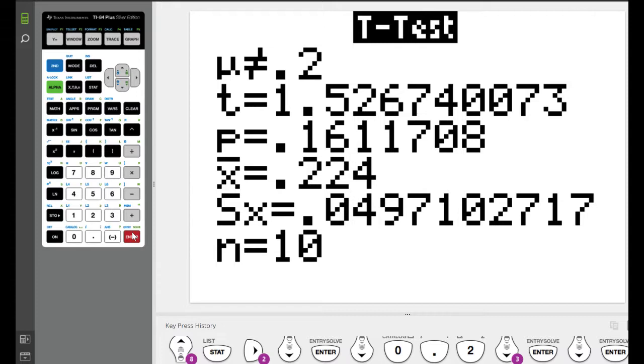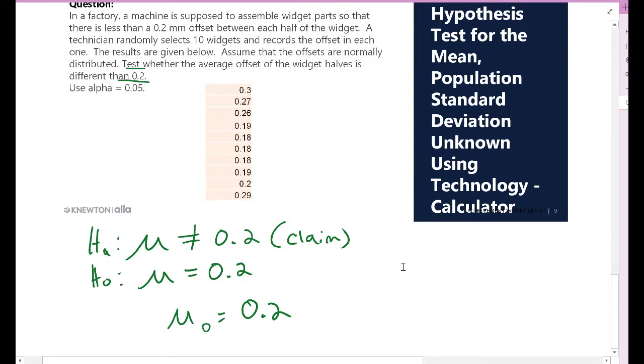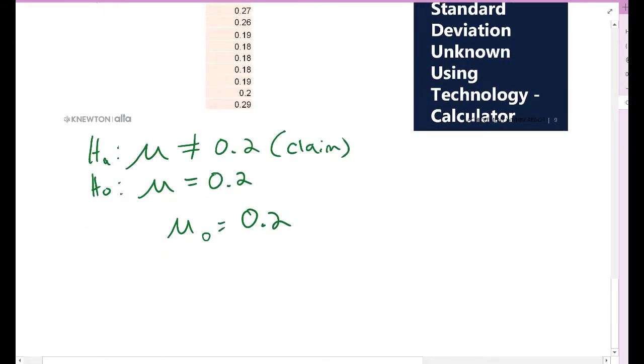And if you're asked to write down your test statistic, our test statistic is going to be a t-value or a t-score because we use the t-distribution. So that would be 1.527 if you went to 3 decimal places. But right now I only care about the p-value, which is 0.161. So our p-value is 0.161.